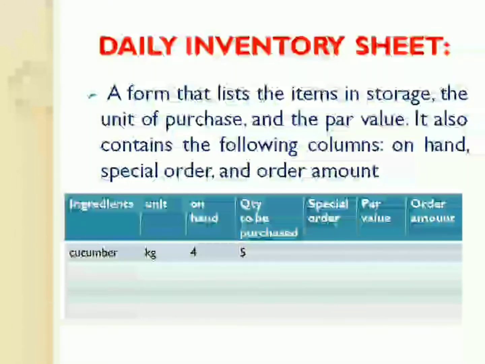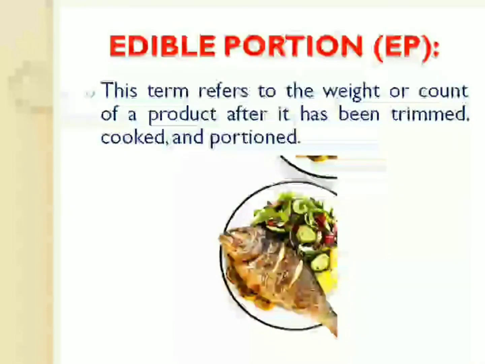Next is edible portion. This term refers to the weight or count of a product after it has been trimmed, cooked, and portioned. Clear? So whatever items are purchased from the market are known as purchased. And once the trimming, cooking, and portioning is done and the dish is ready to serve to the guest, that is known as edible portion, which is going to be served to the guest.